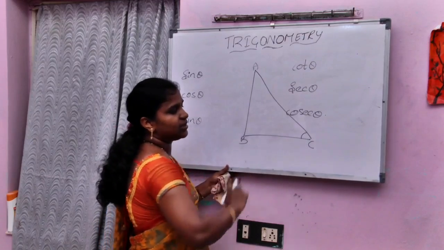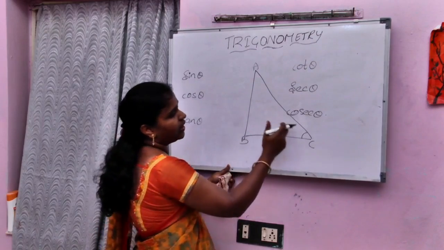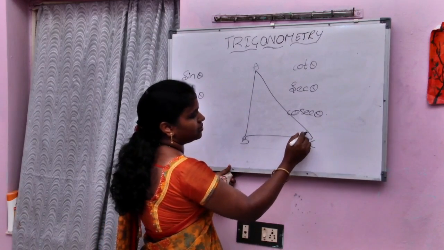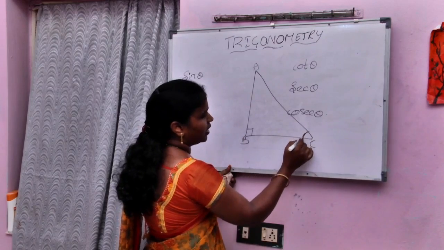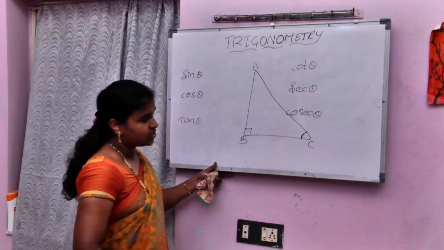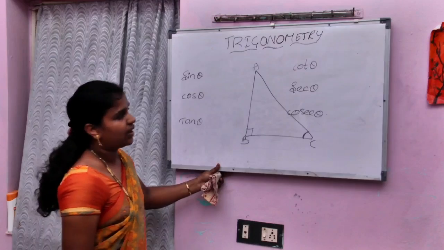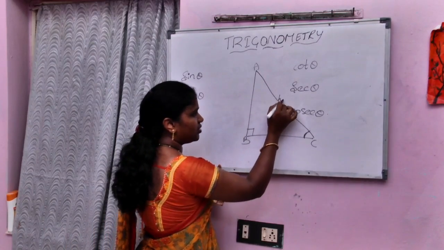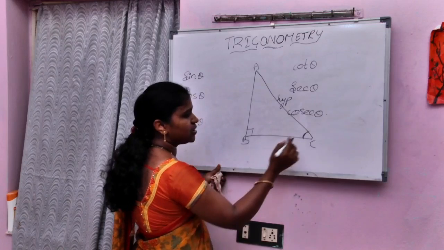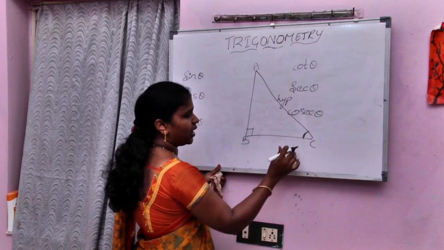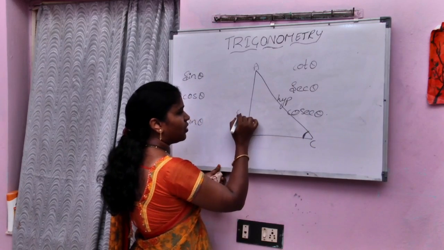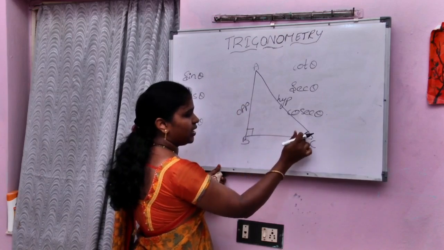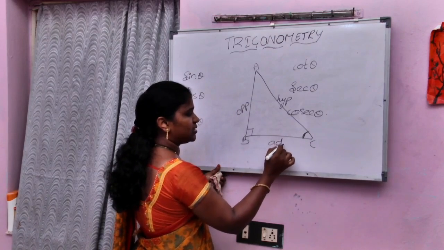Now I have considered the right angle at B and the acute angle at C. Let us first name the sides of the triangle. The side opposite to 90 degrees is called the hypotenuse, and basing on the acute angle, the side opposite to it is called the opposite side and the side adjacent to it is called the adjacent side.